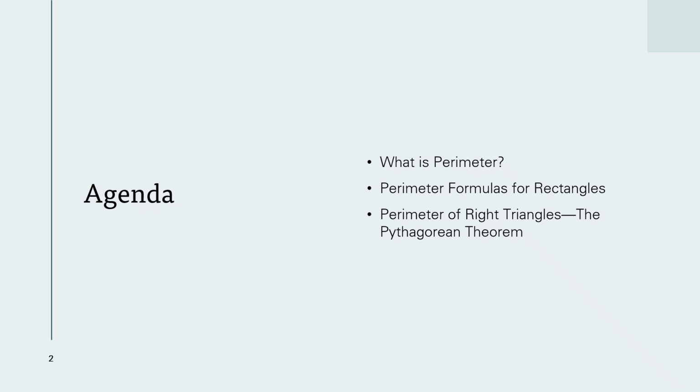Let's talk about perimeter. We're going to talk about what is perimeter, how that helps us develop a perimeter formula for rectangles, and how we get the Pythagorean theorem for the perimeter of right triangles and how that helps us.